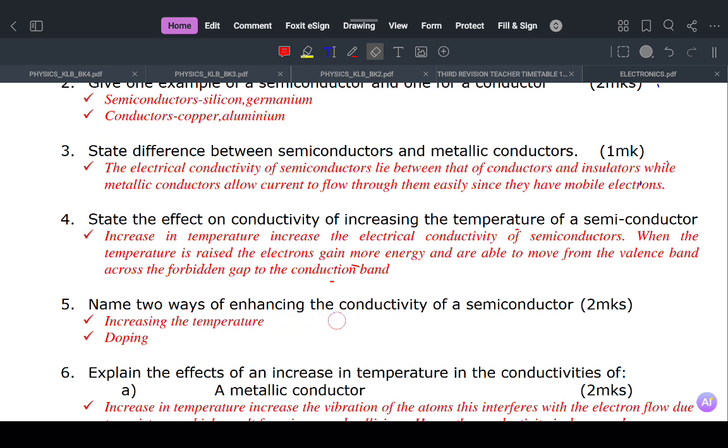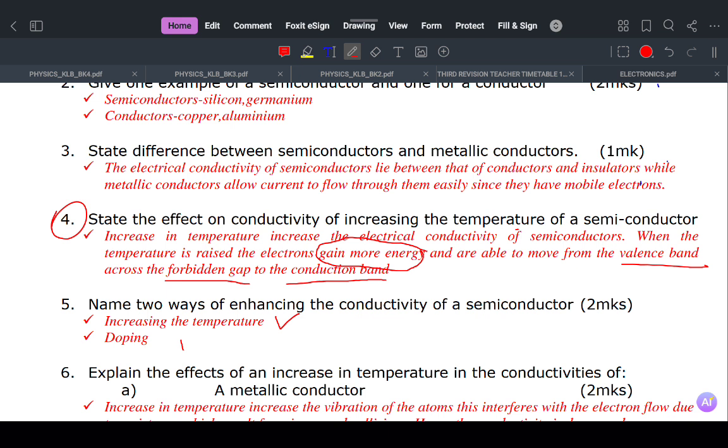Name 2 ways of enhancing the conductivity of semiconductors. Alright, in order to enhance or increase the conductivity of semiconductors, any of these 2 things can be done. You can either increase the temperature, as we saw in question number 4. Increasing the temperature would provide kinetic energy to electrons so that they will be able to move from the valence band through the forbidden gap to the conduction band so that they conduct.